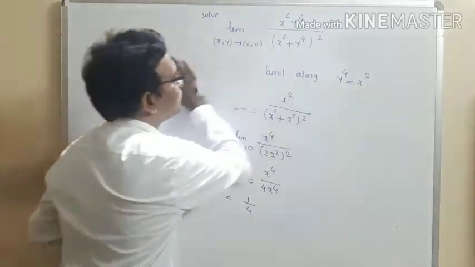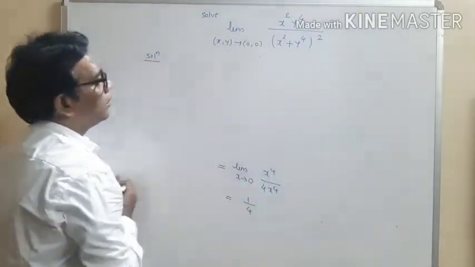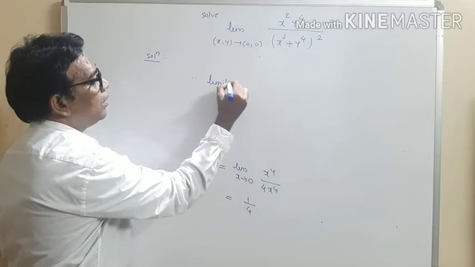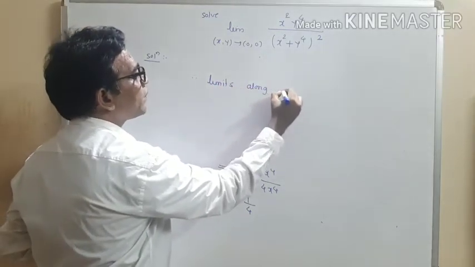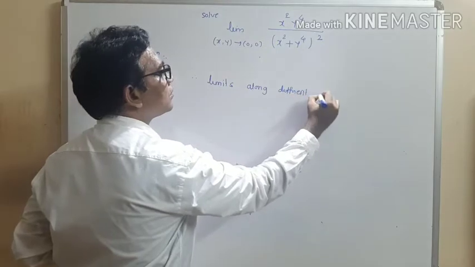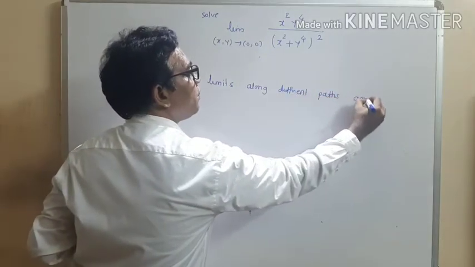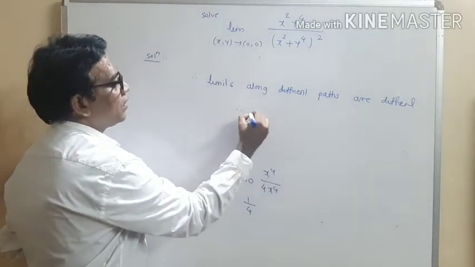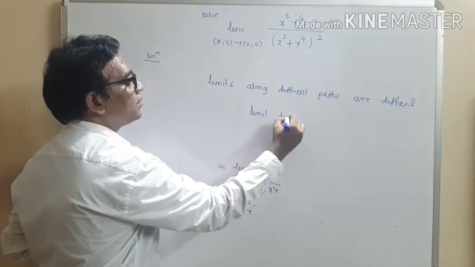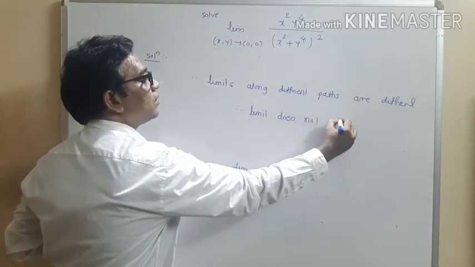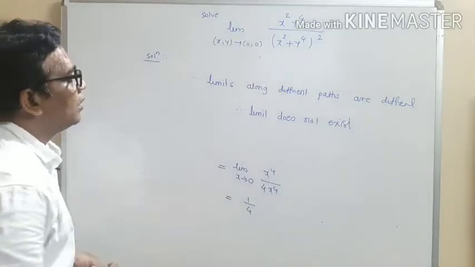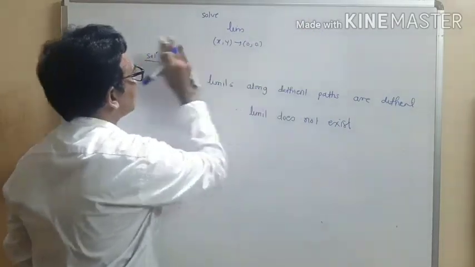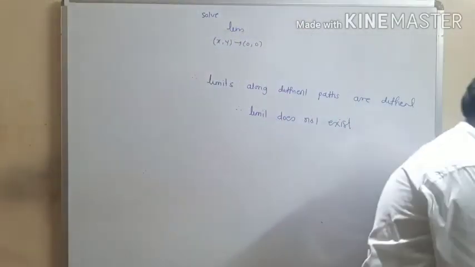So write down, therefore, limits along different paths are different. So write down, therefore, limit does not exist. Write down the next example.